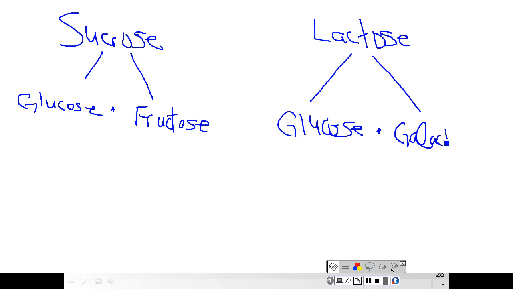Hopefully you guys can make out what I'm trying to write here. Now, for most of the world population, lactose becomes indigestible after about age 4. Okay, so just to give you an idea of what we're dealing with.